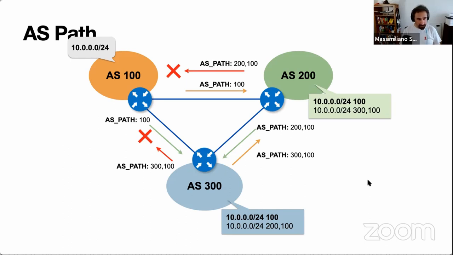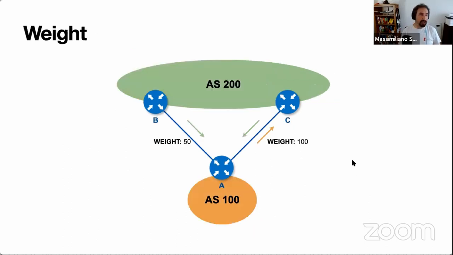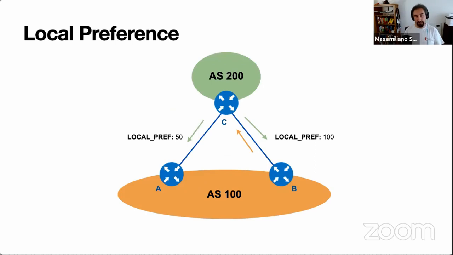We'll get to that. So, as we see, AS path is one of the attributes. Then we have weight. That's just internal. The higher the weight, the better a route is preferred. That's just internal to a single router, so it doesn't get propagated anywhere. Then we have local preference. Local preference, again, the higher the better. This is an attribute that gets distributed across routers from the same ASN. And this is basically the best attribute to influence routes that we receive.